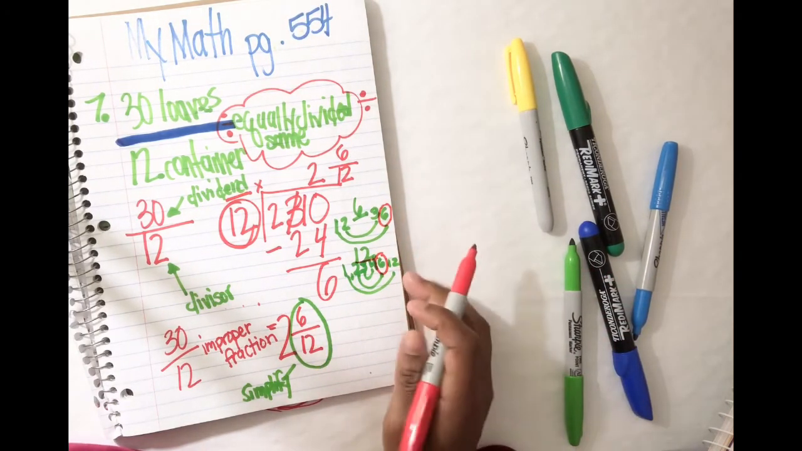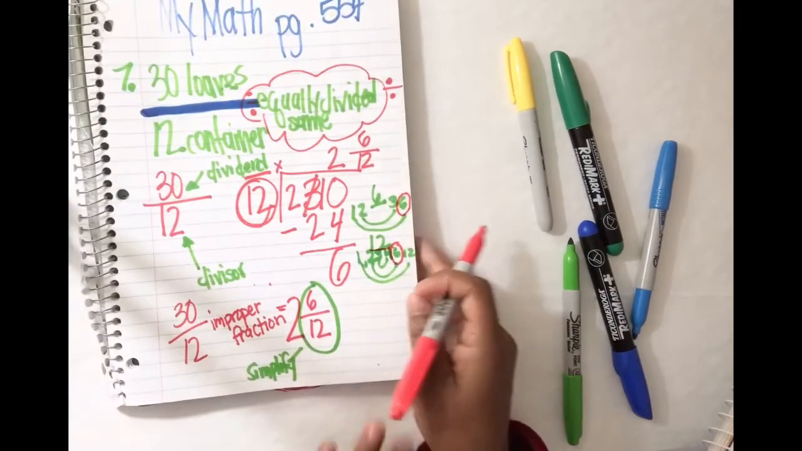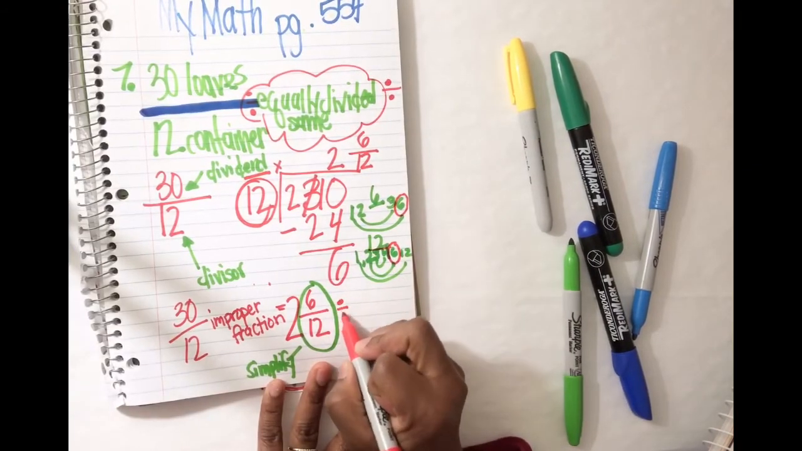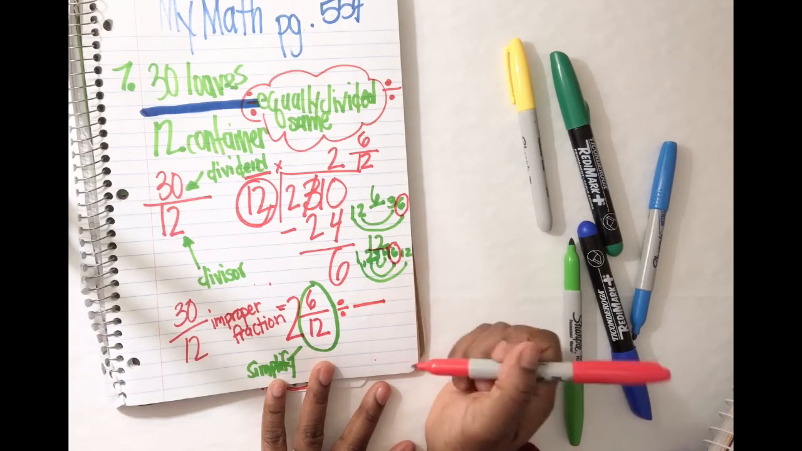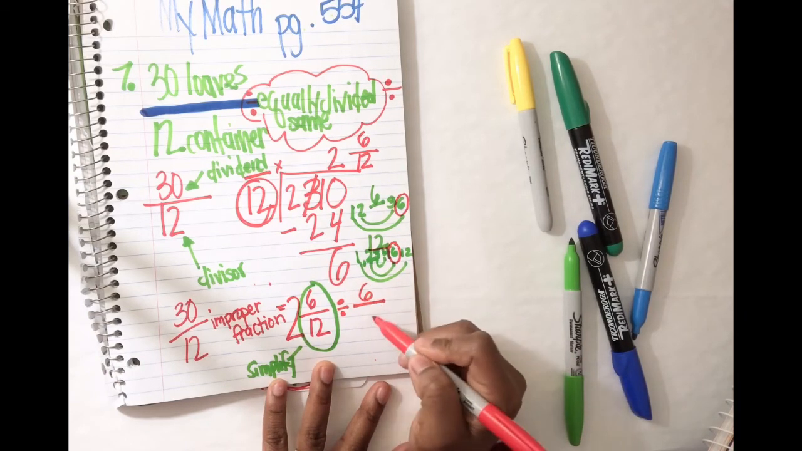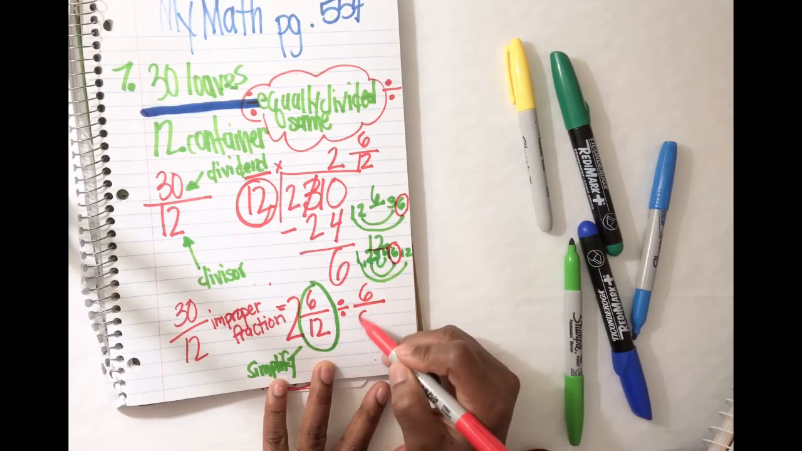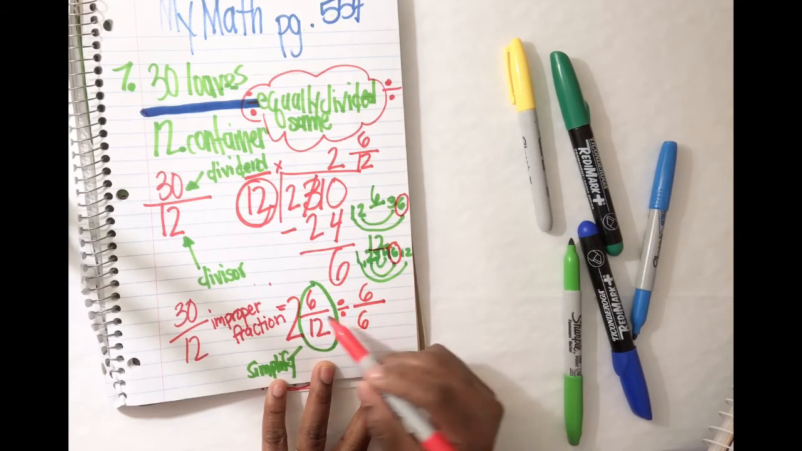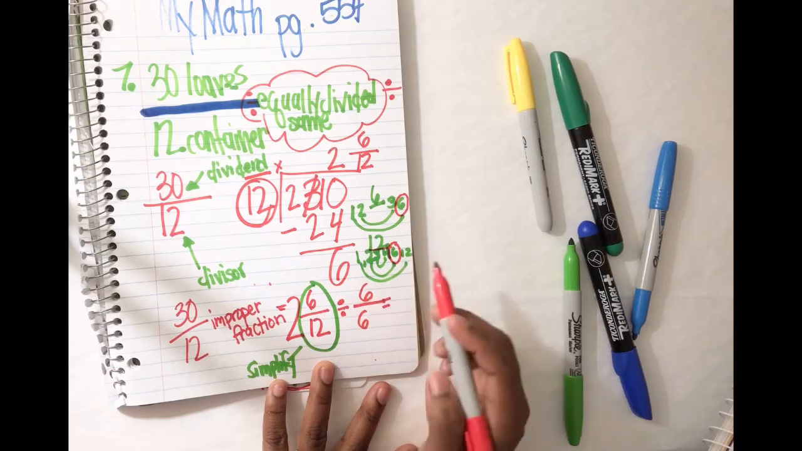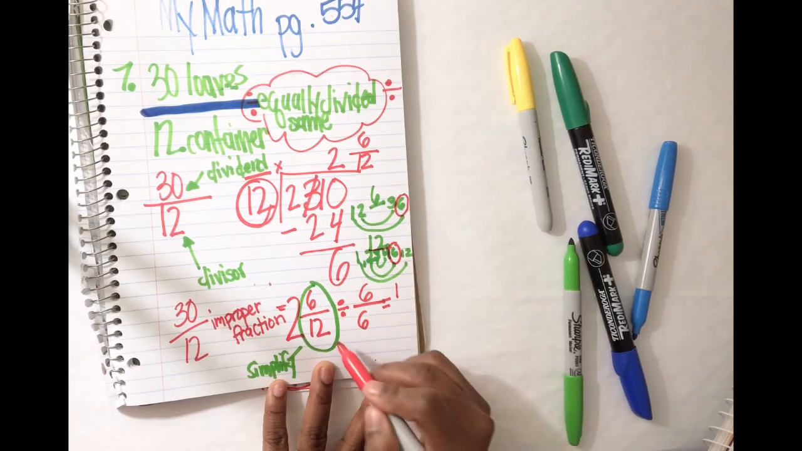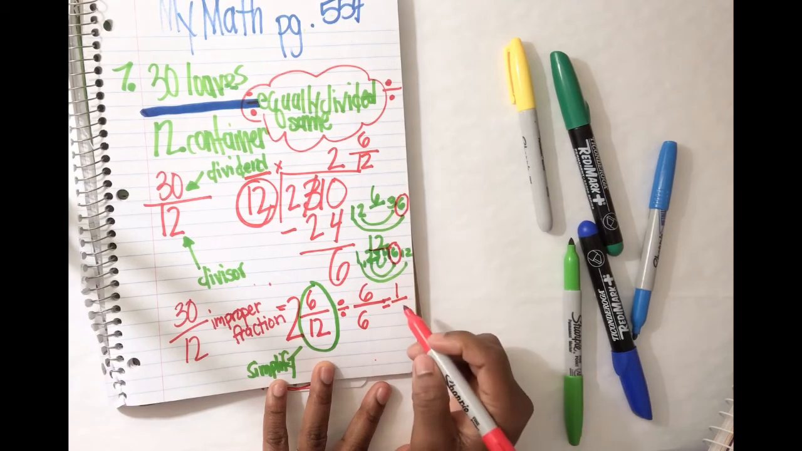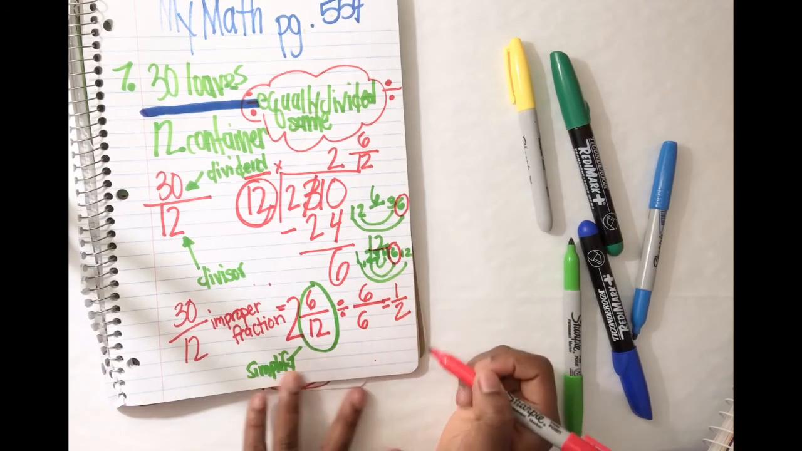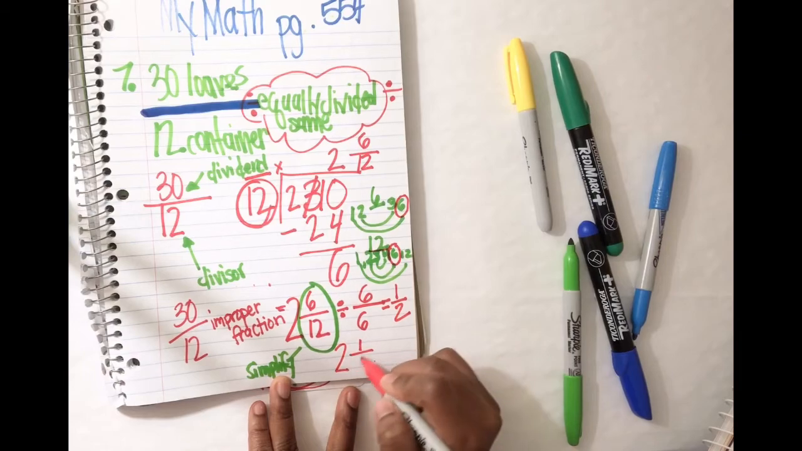So now that I found my greatest common factor, what do I do with it? You said it, hopefully. Divide by your greatest common factor. So divide my numerator by 6, divide my denominator by 6. 6 divided by 6 is 1. 12 divided by 6 is 2. So our final answer is 2 1/2.